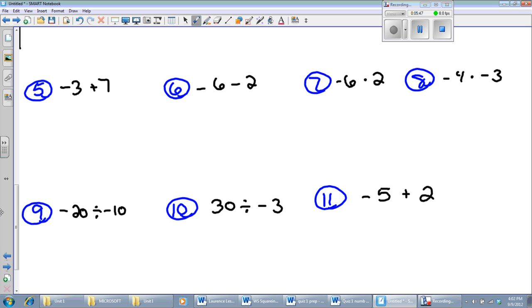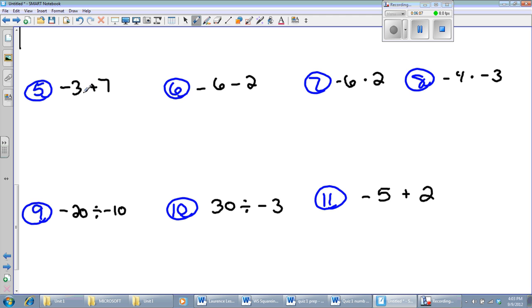Switching directions now. We're going to add, subtract, multiply, and divide integers. So, if you want to see how well prepared you are, pause the video and then unpause it when you have your answers. I'm going to do each one. I assume if you're watching, you want to see my solutions.